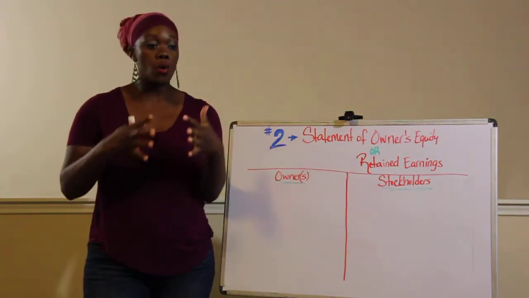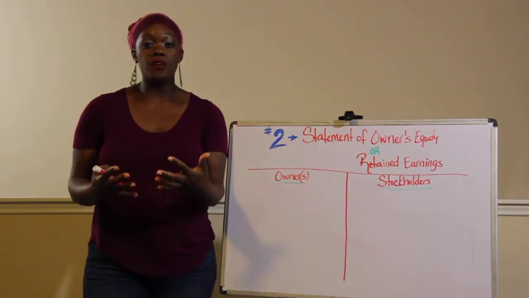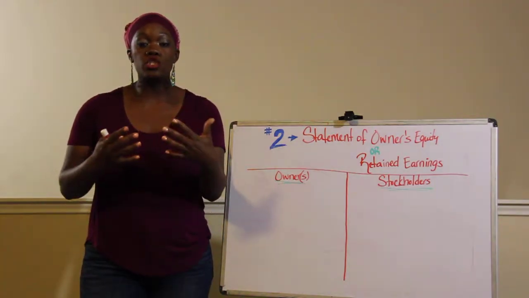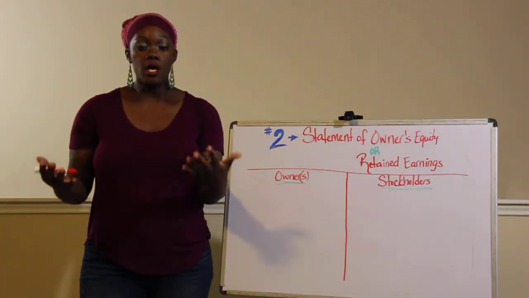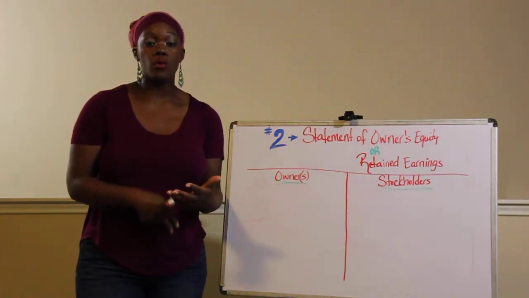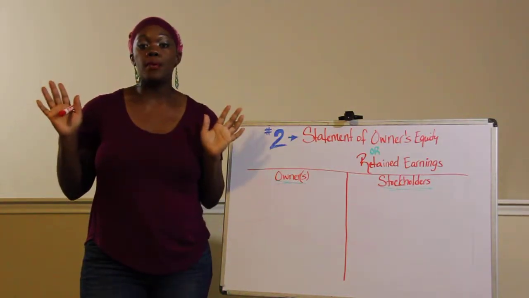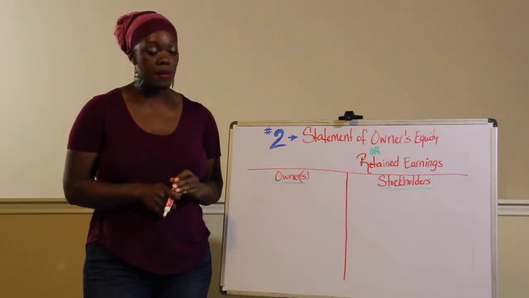All right, so the statement of retained earnings, the statement of owner's equity is very short, sweet, straight to the point. The whole point of this is just to tell us what changed in our equity section. So we talked about our income statement. We'll talk about our balance sheet. Right now, we're just trying to figure out what happened in the equity section of our balance sheet.